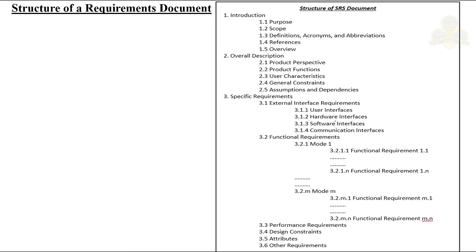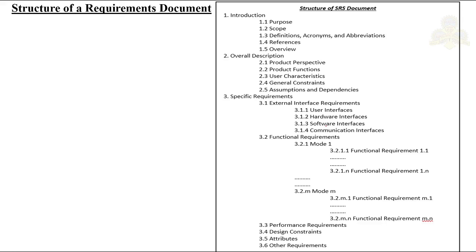In the hardware interface, the logical characteristic of each interface between the software and the hardware has to be given. Next, in software interfaces, all the software that is needed for your project to run is specified along with the interfaces. The last one is communication interfaces. What you have to specify here is the software's communication with other entities or other machines, not the same machine but other machines.